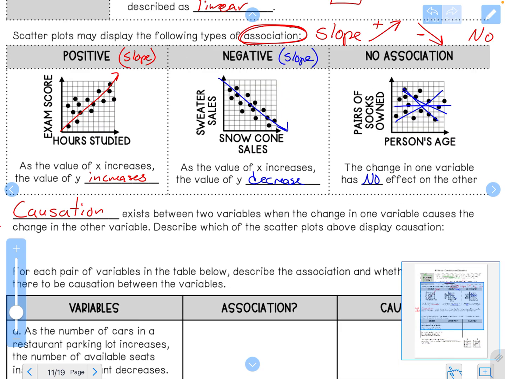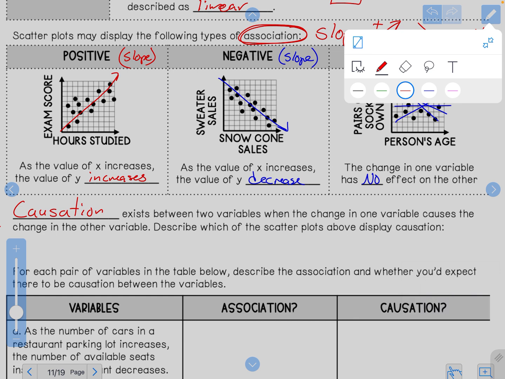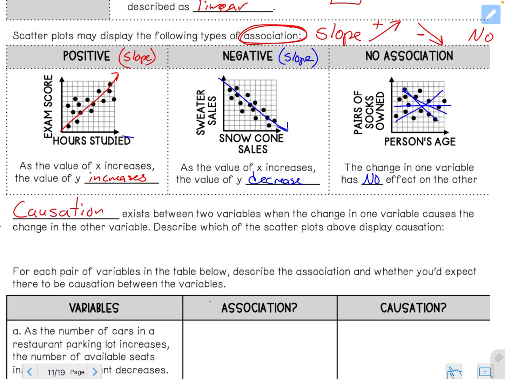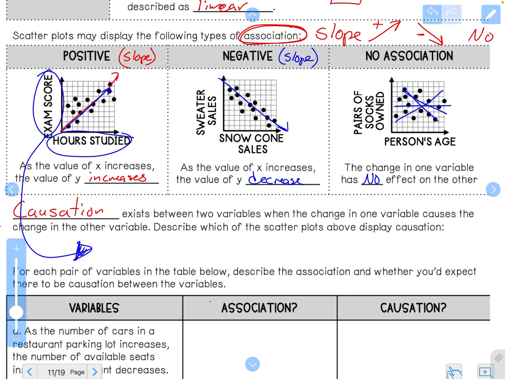If we look at these scatter plots up here, look at hours studied. As somebody studies more, their grade gets higher. That, to me as a teacher, I know is cause and effect. The more you study, the better grades you get more often than not. Occasionally there's a fluke, but most often, yes. So we know that this is an example of causation.